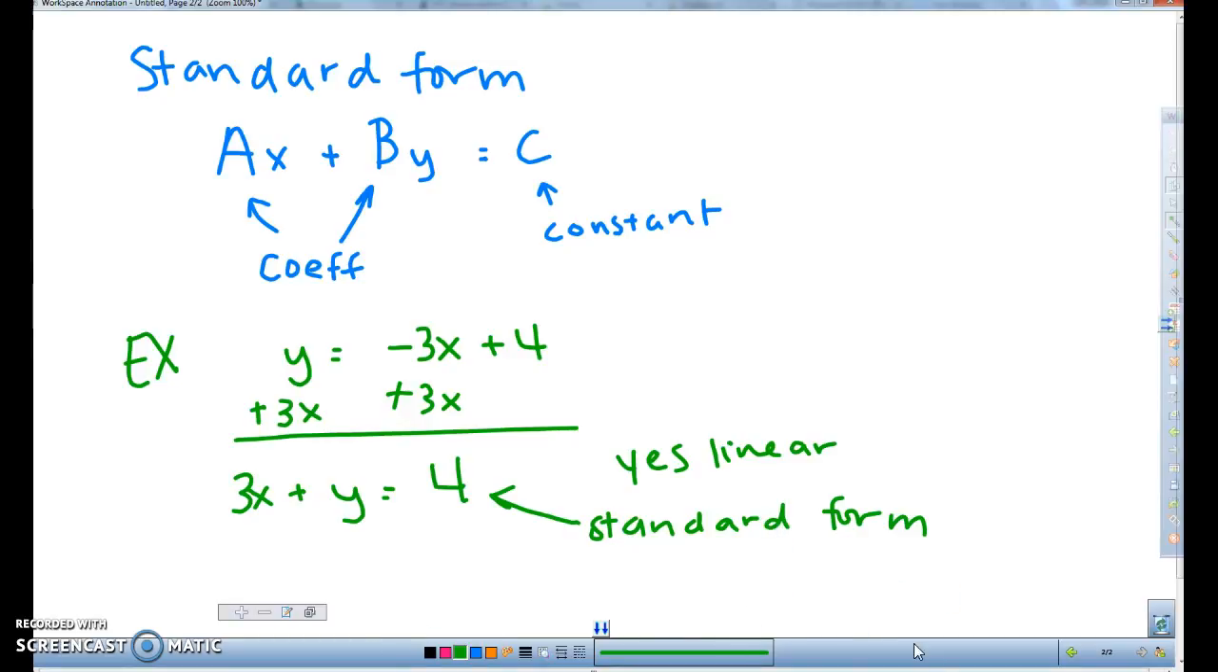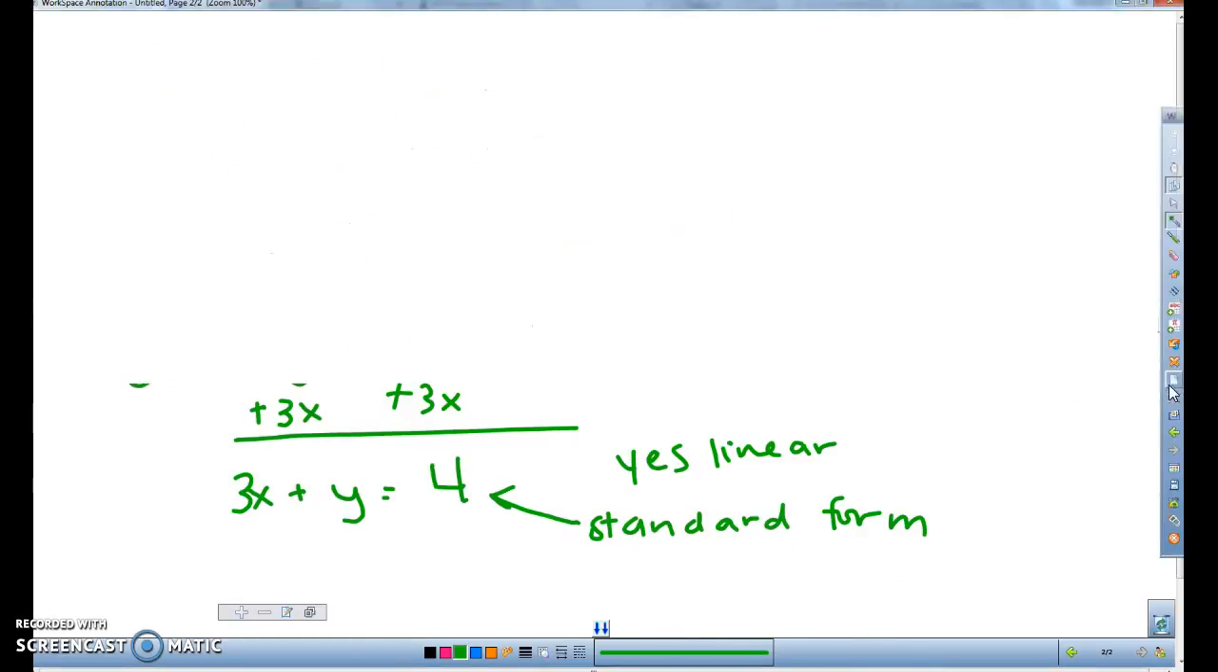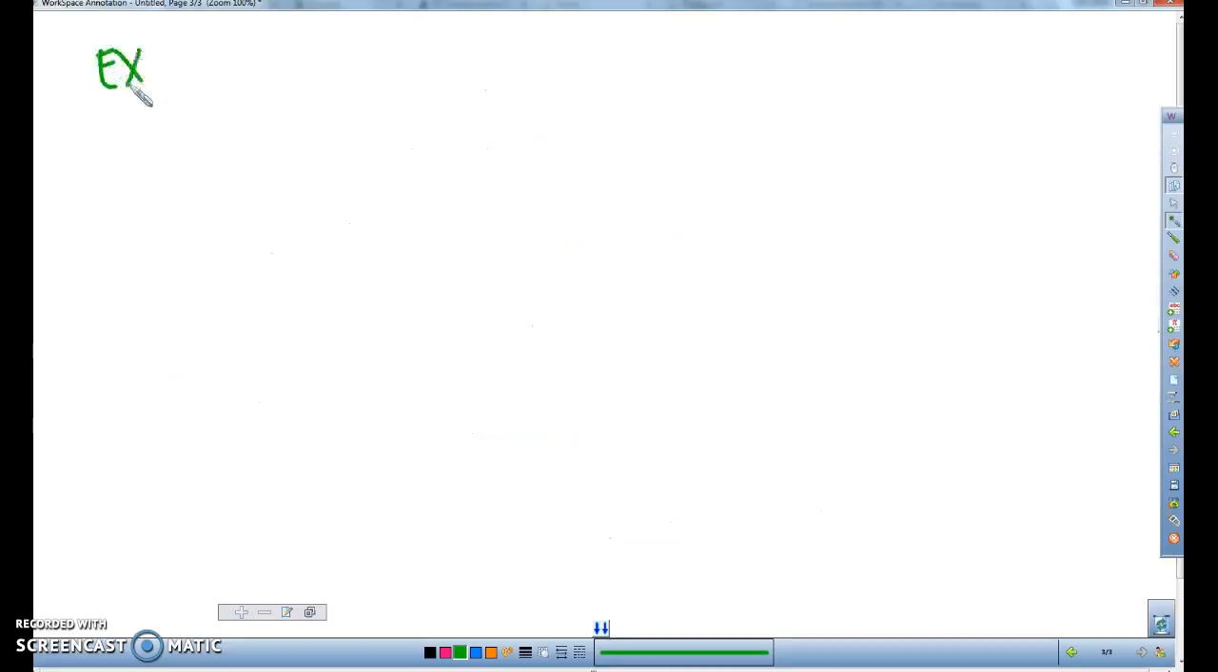So let's try another one of these types of problems. So let's say x squared minus 4 is equal to y. Is that even linear? No, because it's raised to an exponent, so it is not linear. Okay? The next one, 1/3 y equals -1. Is that linear? And then is that in standard form?